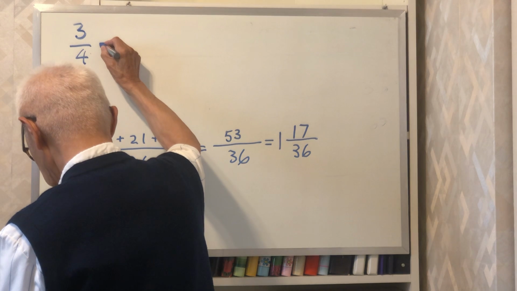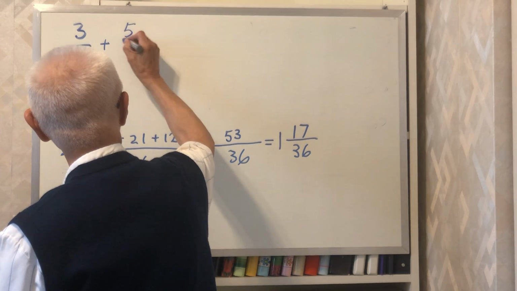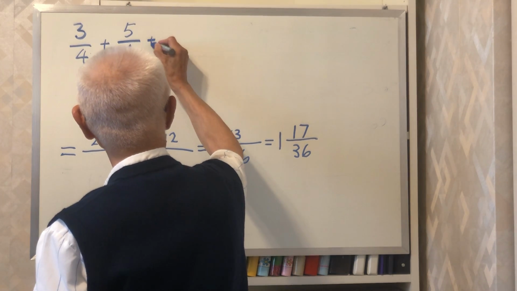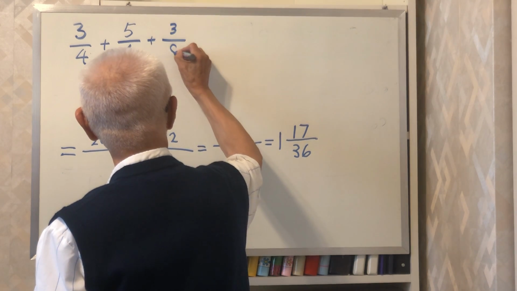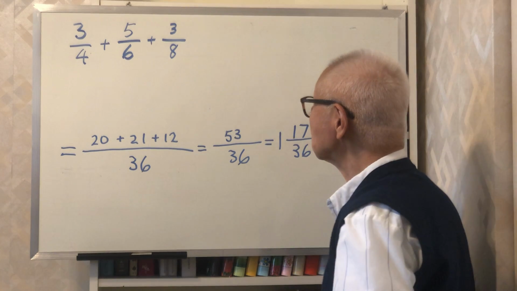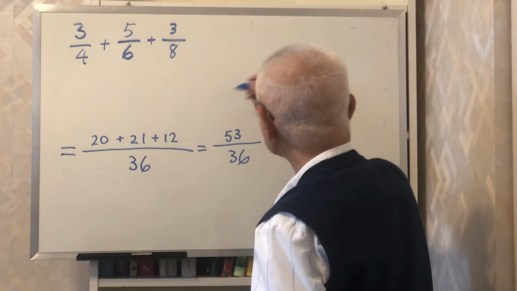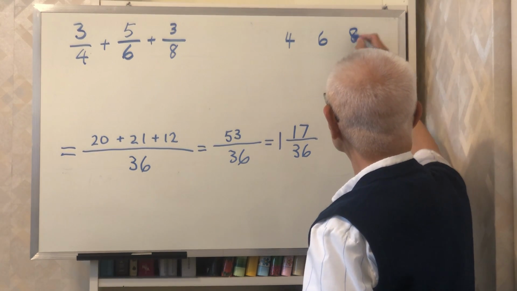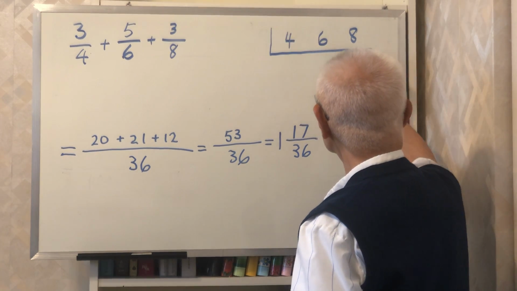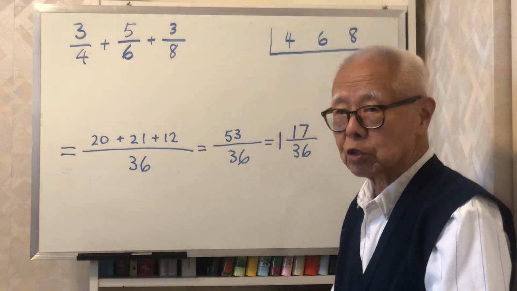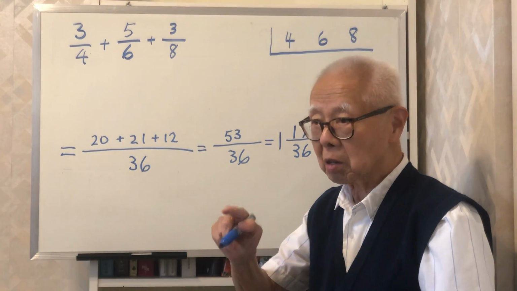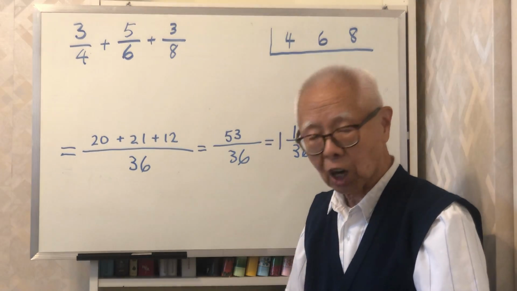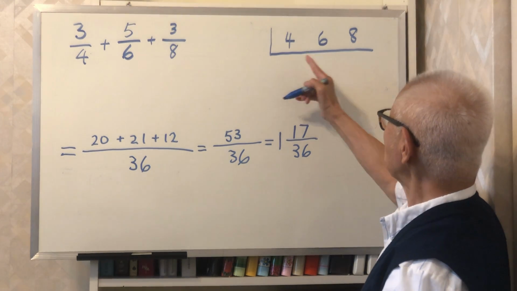Three over 4 plus 5 over 6 plus 3 over 8. So 4, 6, 8. I don't need to remind you anymore. The common denominator is not the product of 4, 6, 8. It's not. What is the common factor here?